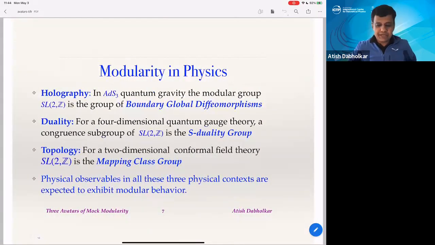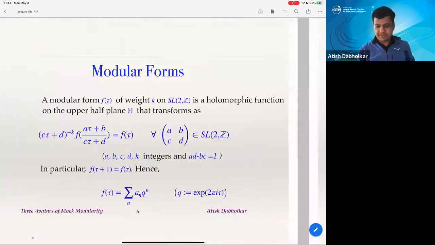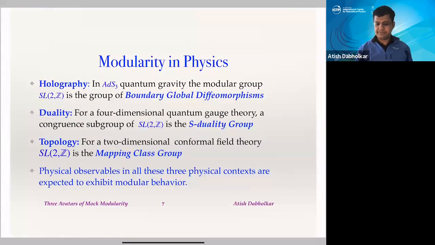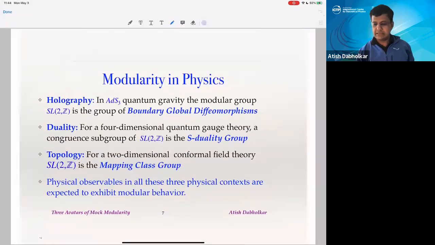Now, where does modularity appear? This is a one-page summary of modular forms, and they appear in physics in three different contexts. One is in holography, in particular in AdS3 quantum gravity, with the modular group SL(2,Z). If you recall, Euclidean AdS3 is like a solid cylinder.